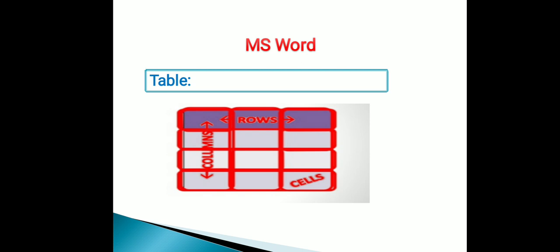A table in Word can contain as many as 63 columns, but the number of rows is unlimited. So you can format the table in any way you want.